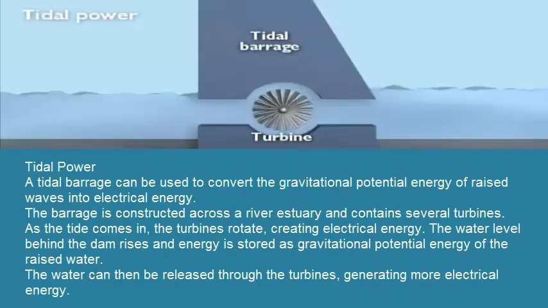Tidal power. A tidal barrage can be used to convert the gravitational potential energy of raised waves into electrical energy. The barrage is constructed across a river estuary and contains several turbines. As the tide comes in, the turbines rotate, creating electrical energy. The water level behind the dam rises, and energy is stored as gravitational potential energy of the raised water. The water can then be released through the turbines, generating more electrical energy.